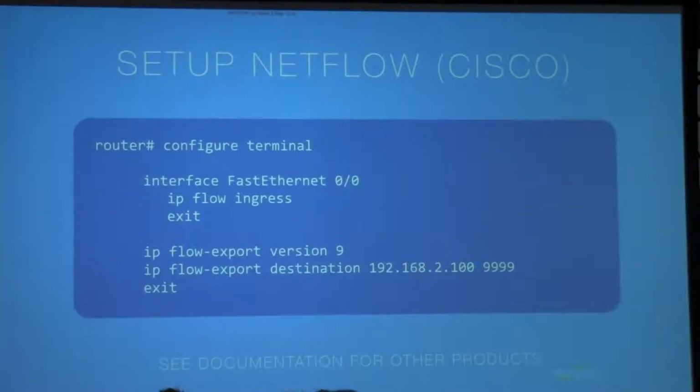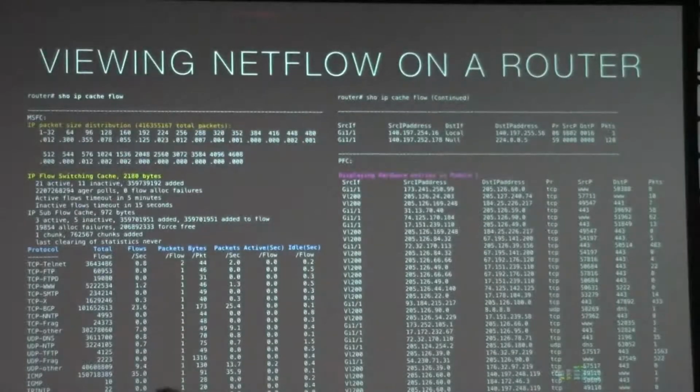And then all you have to do is set up a flow destination. So IP flow-export destination, give it an IP address and a port number, and that router will immediately start sending flow information to that server on that port. So it's cool, right? Okay, go ahead.